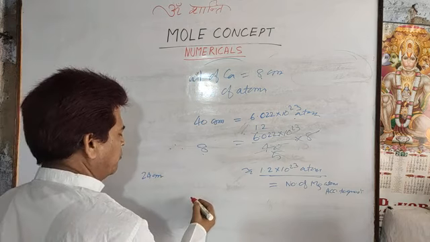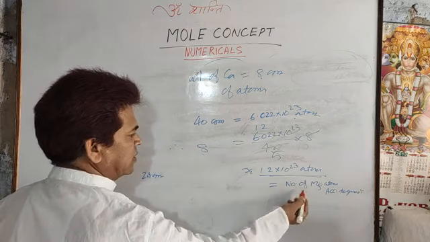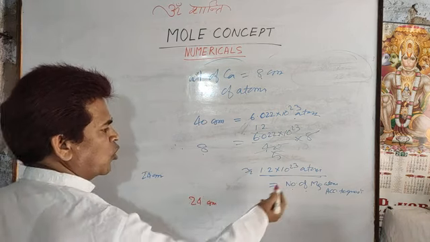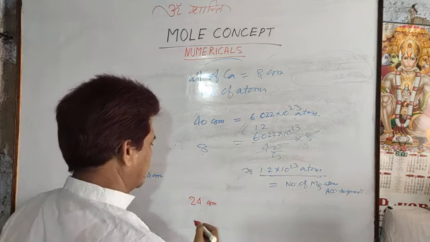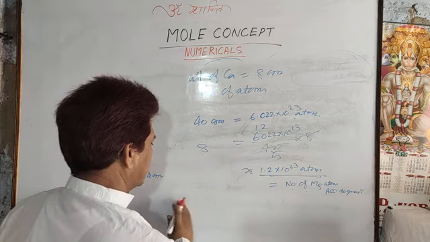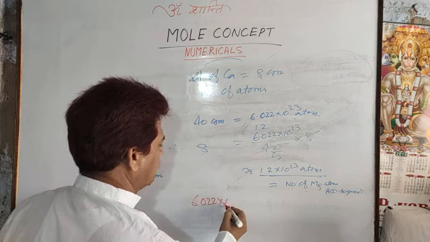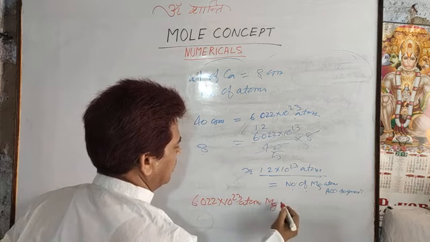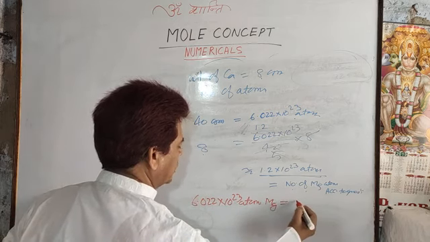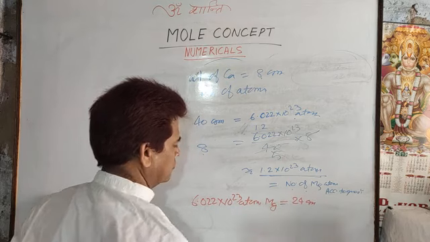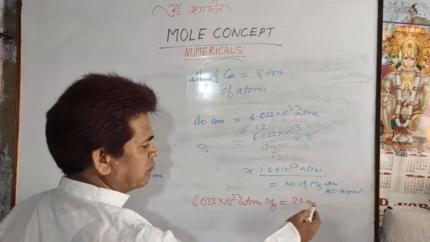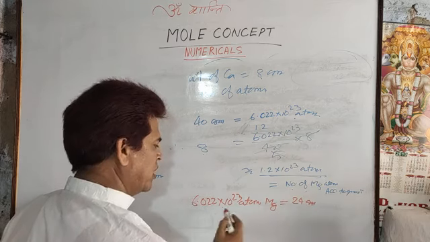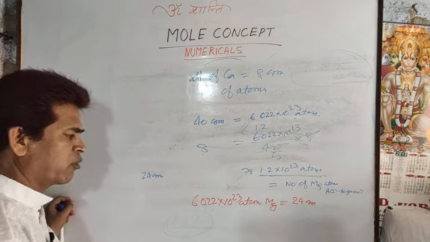So the relation between weight and number of atoms: the atomic mass of magnesium is 24 gram. So here you can write 6.022 × 10^23 atoms of magnesium is equal to 24 gram. This is the relation between number of atoms and weight of magnesium on the basis of the mole concept. The atomic mass of any element in grams is equal to 6.022 × 10^23 atoms.